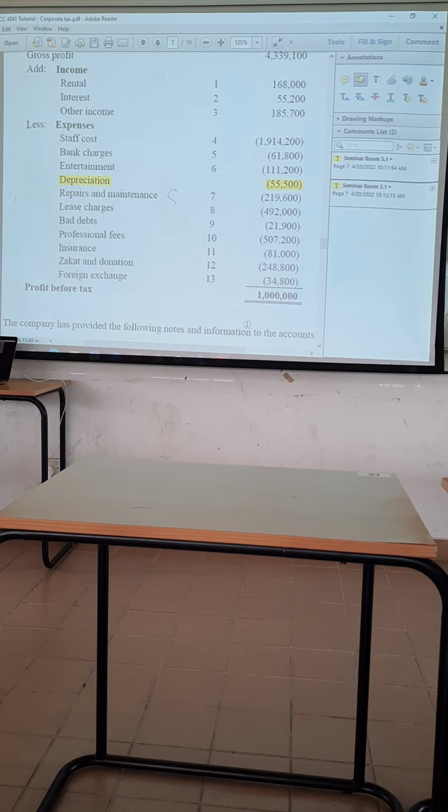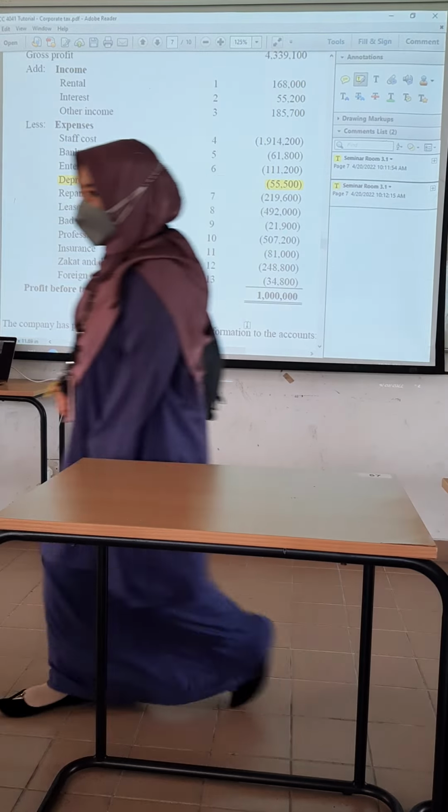So any expenses which are not allowed, you have to add back. But if it's allowable, leave it. So that's why we don't do anything, no adjustment. But if you can claim double deduction, it means that you are allowed to claim one time here and also one more time in arriving to your adjusted income. So that's why it's called double deduction.